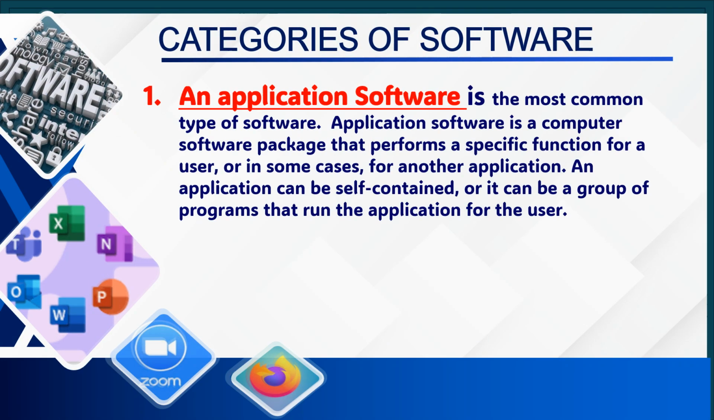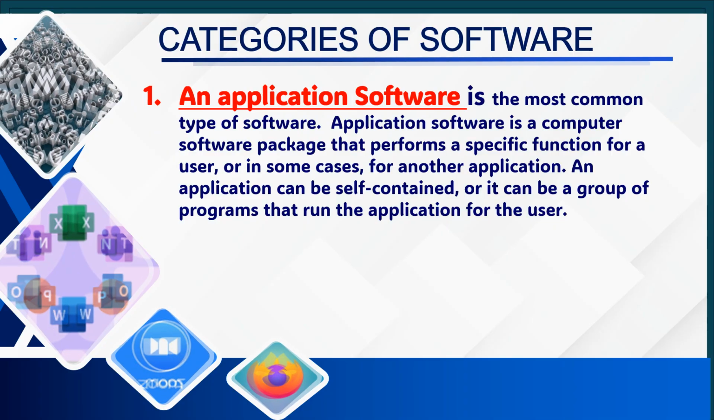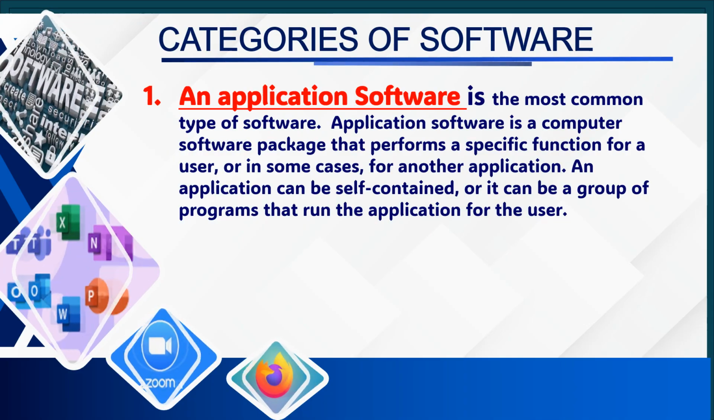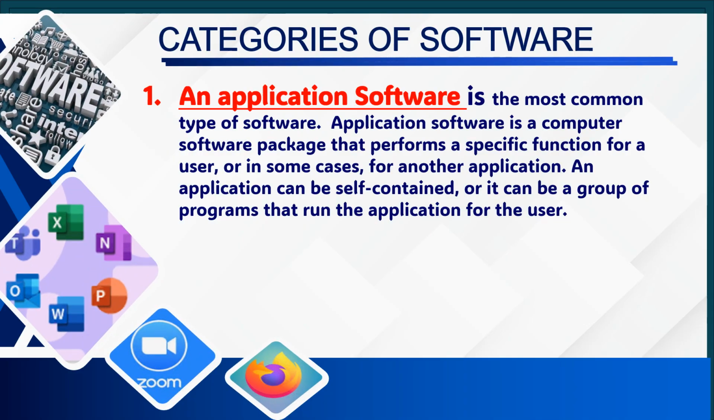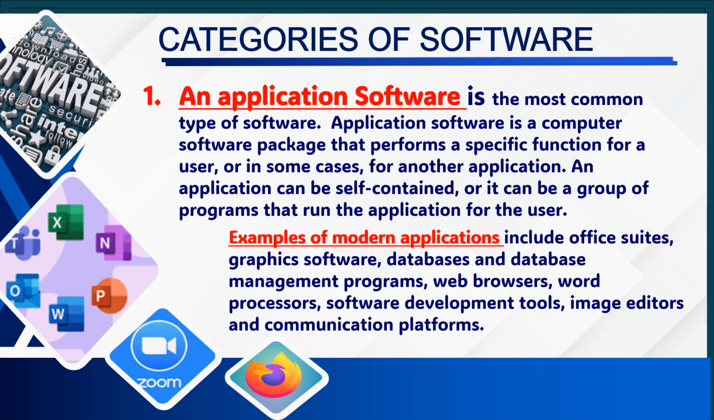An application software is the most common type of software. It is a computer software package that performs a specific function for a user, or in some cases, for another application. An application can be self-contained, or it can be a group of programs that run the application for the user. Examples of modern applications include office suites, graphics software, databases and database management programs, web browsers, word processors, software development tools, image editors.